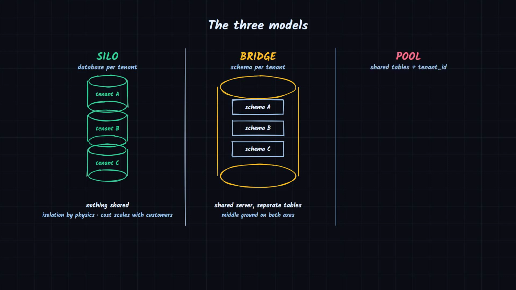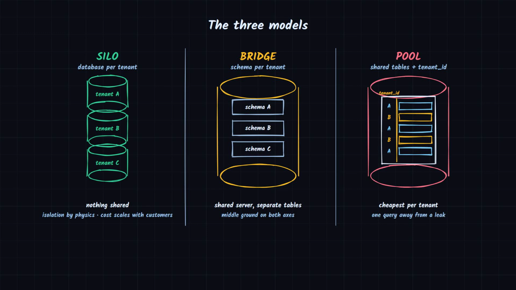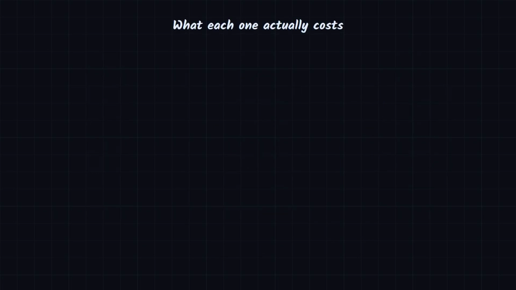Bridge sits in between. One database, but a schema per tenant, so the tables are separate while the server is shared. Each of these is a completely reasonable choice. What matters is being clear-eyed about what you are buying, because you are paying for it either way. Now the honest comparison on the axes that decide it.